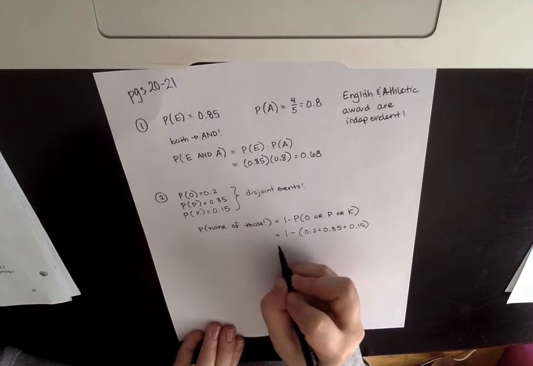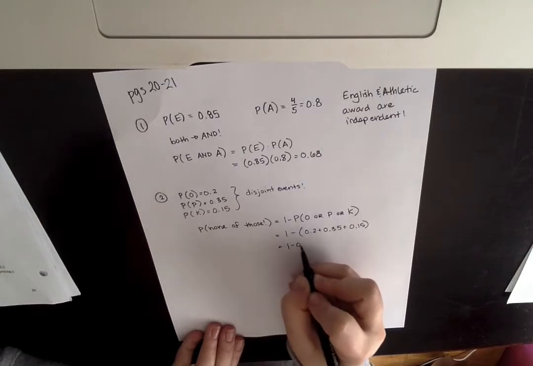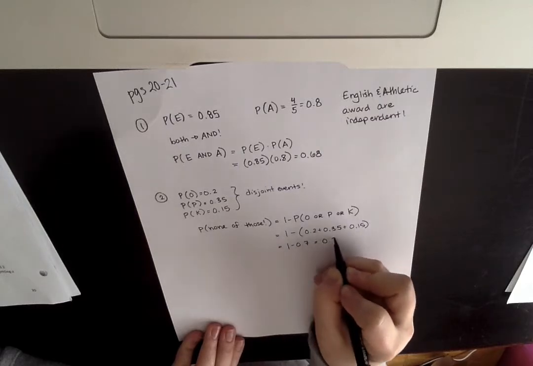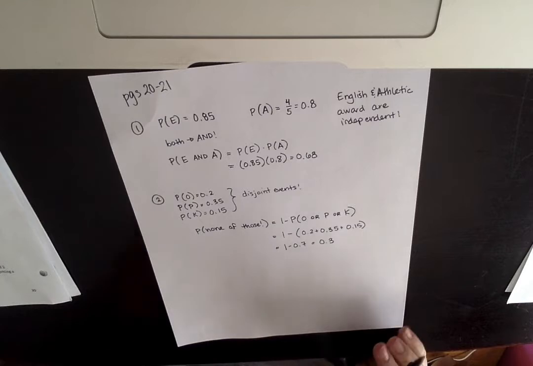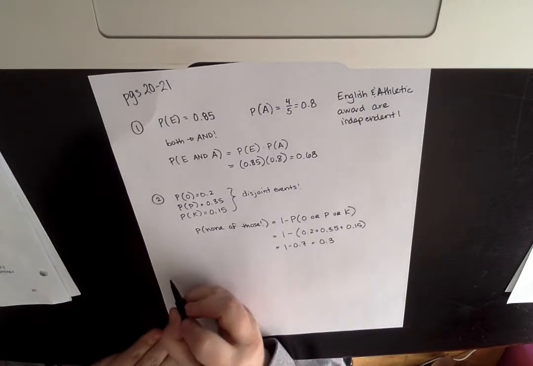Okay, and if we add those, we get 1 minus 0.7, which leaves us with a 0.3 probability she left her keys in none of those places. Okay, so now on to 3.